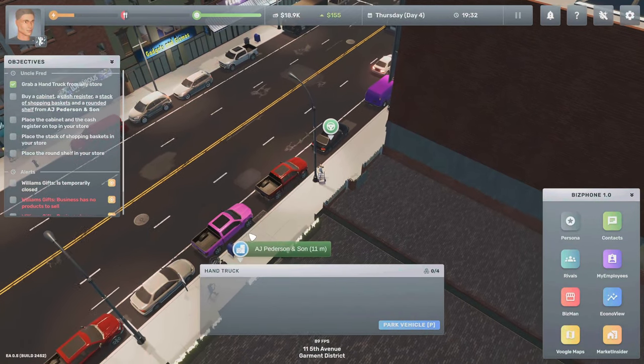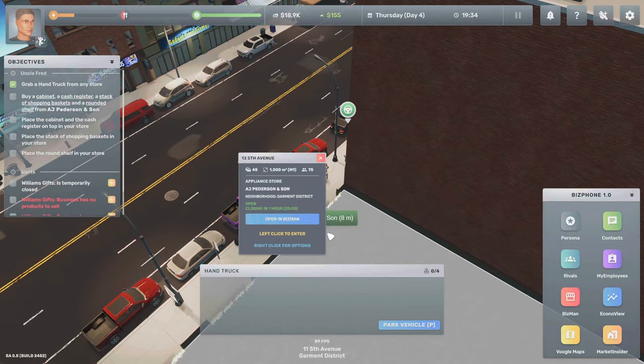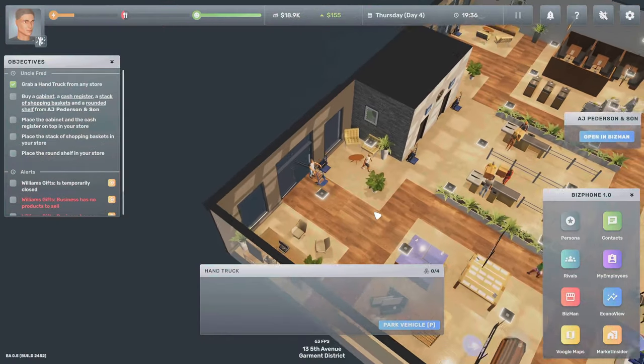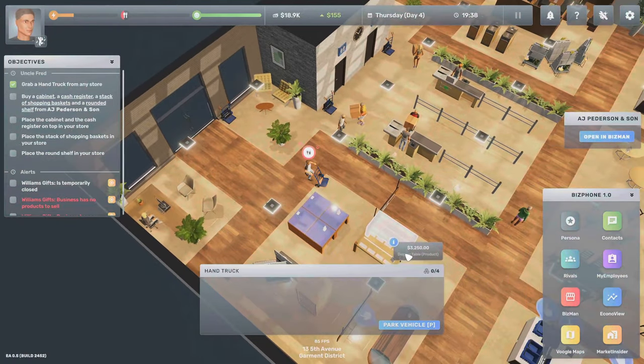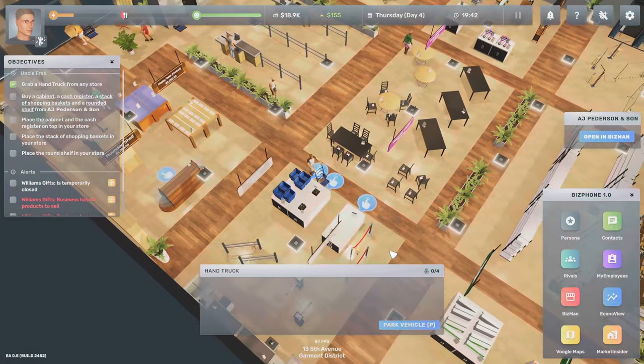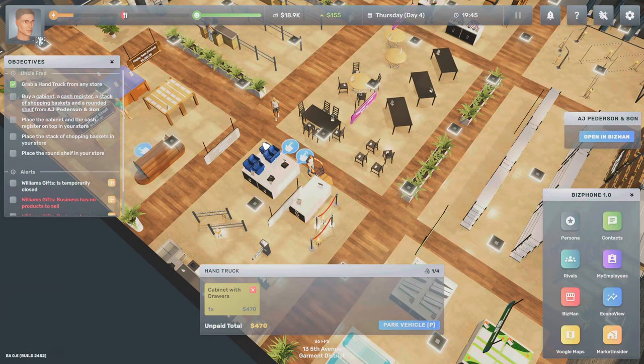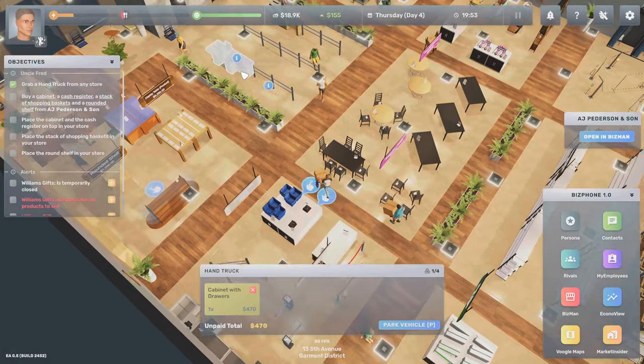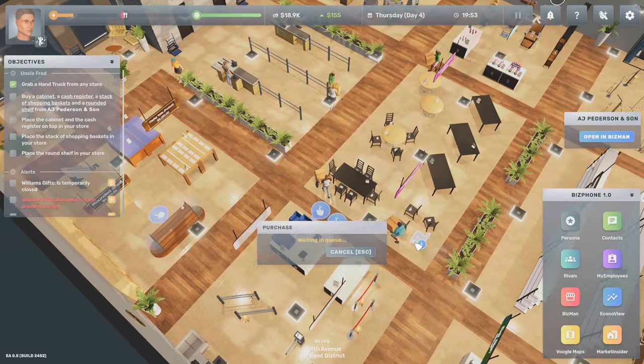Storage is 8. Jesus. It stores 8, so we will get another cabinet with drawers. Cabinet, cash register, stack of shopping baskets, and a rounded shelf. We have a rounded shelf. We have all that. Just needed a cabinet.